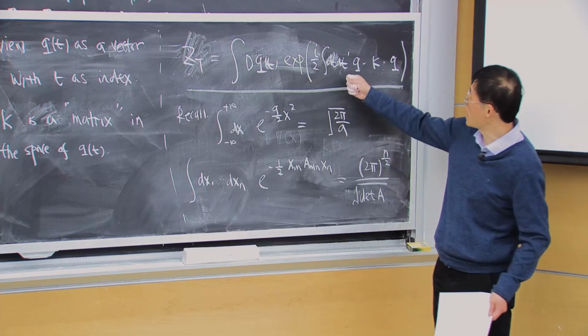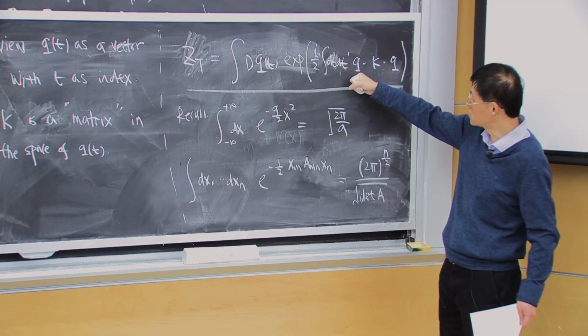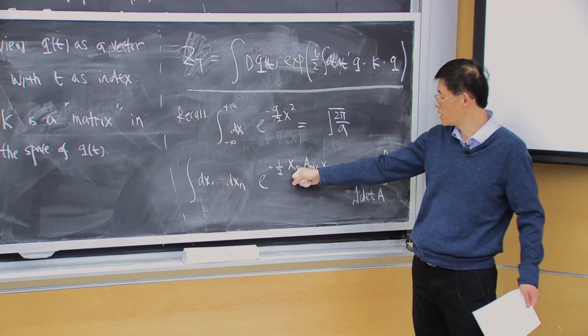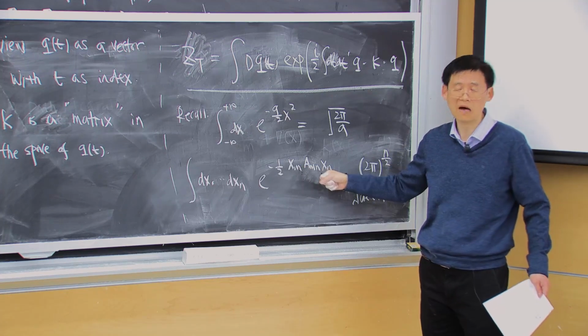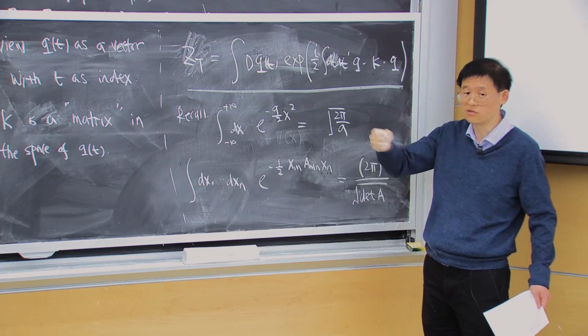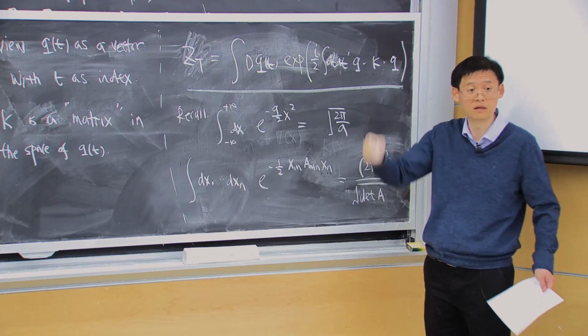So this is just like an ordinary Gaussian integral, but in the space of infinite dimensional vectors. Of course, not just infinite. It's uncountable infinite dimension, because it's a continuous index.